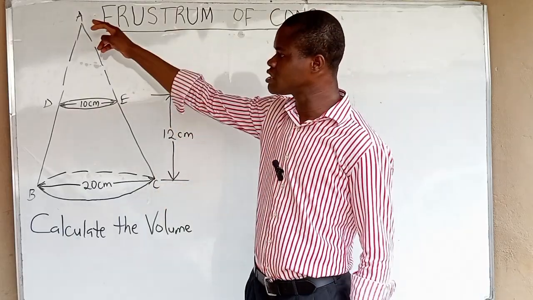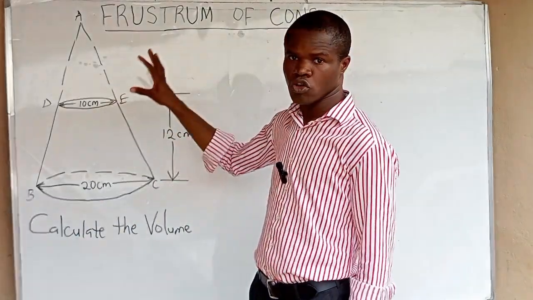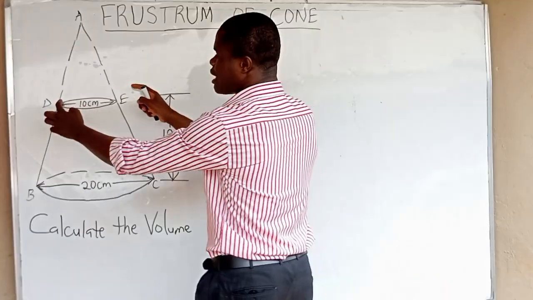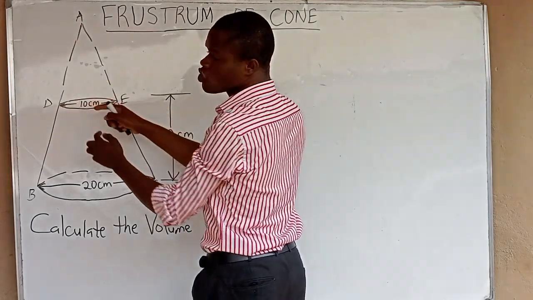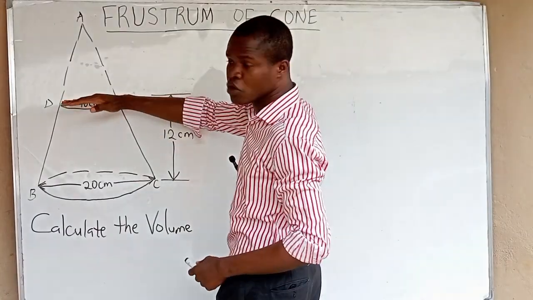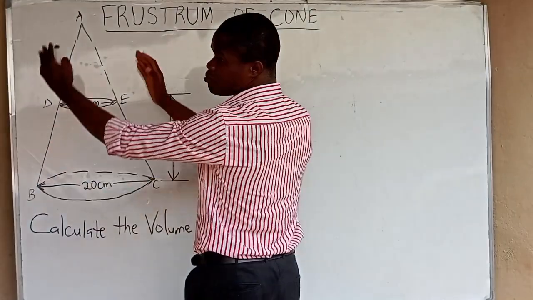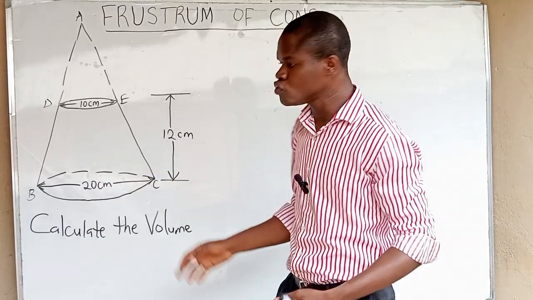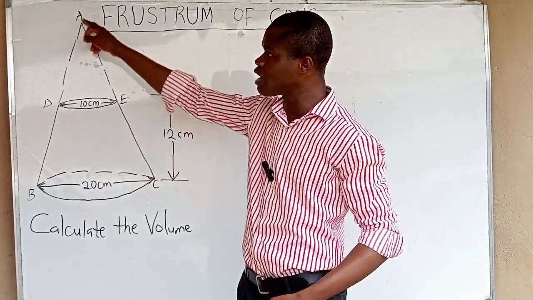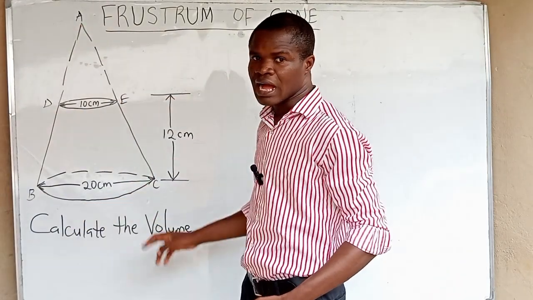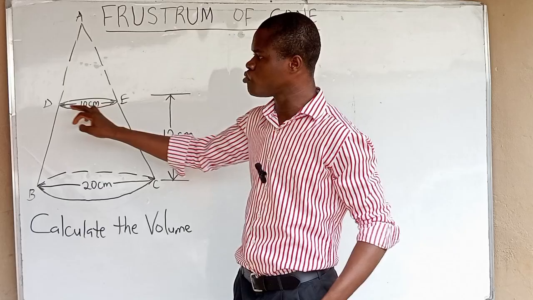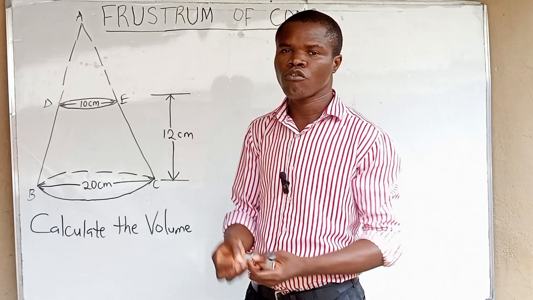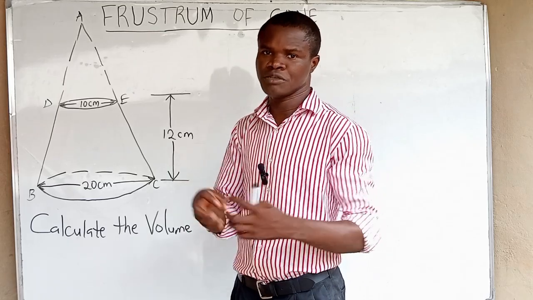Now that I've completed this figure, we can see that this is a cone. But if you look at it very well, you see that the additional figure that I added is also a smaller cone. From here is the smaller cone, while this other one is a bigger cone. So to calculate the volume of this frustum, all I need to do is determine the volume of the bigger cone and also the volume of the smaller cone. Then I will subtract the volume of the smaller cone from the bigger cone.